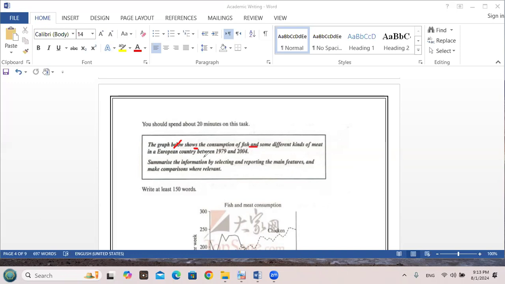Remember, if you write "from ... to", or "between ... and". If the one in the test was "from ... to", you change it to "between ... and". Okay, and here, as I told you, you are not supposed to comment on every single detail. You don't have to add comments on every single detail. No, you don't have to do that.